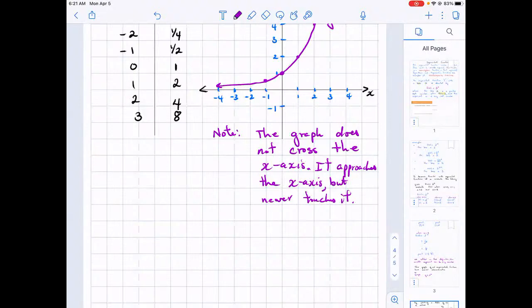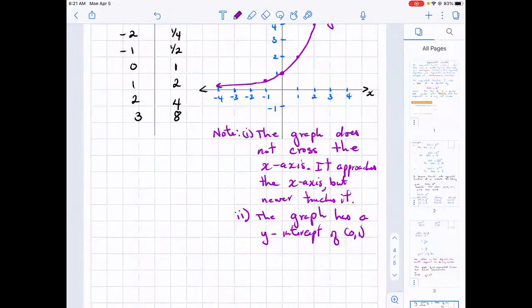And also notice that the graph has a y-intercept of (0, 1). So the y-intercept is (0, 1).